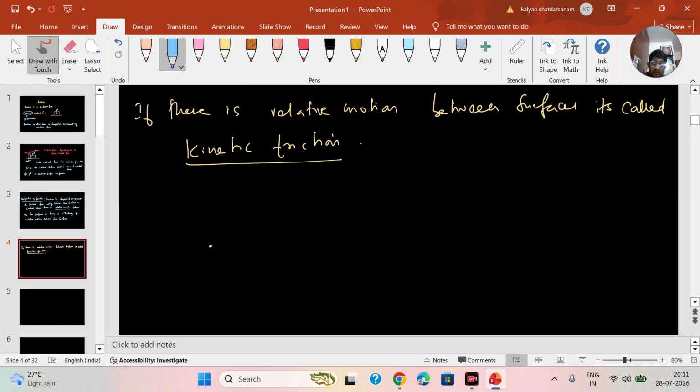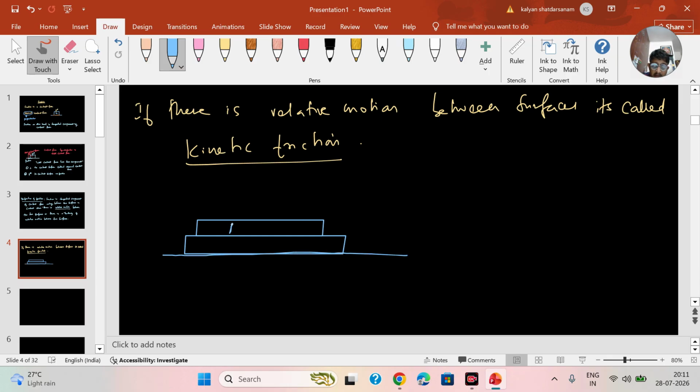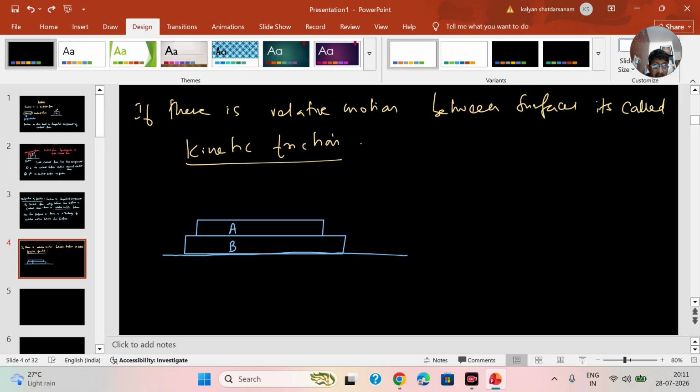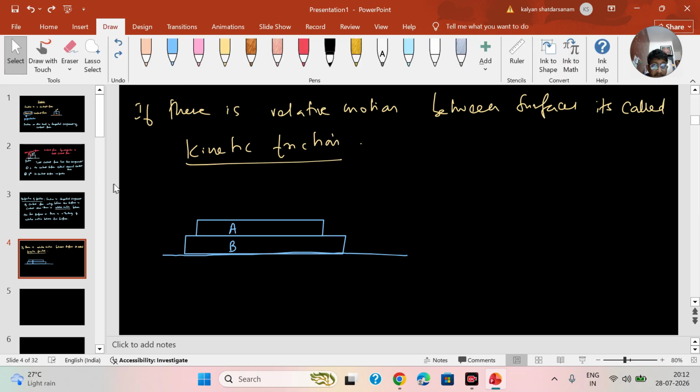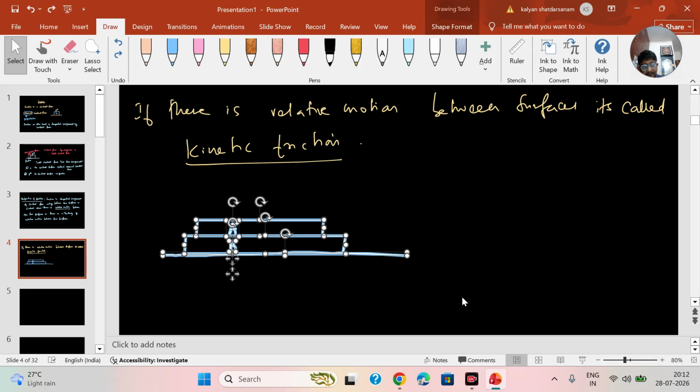So suppose I have two planks. This will be the best example. Let me draw it properly. Suppose there is one plank, and there is another plank, something like this. They are, let's say, on the floor. So this I call A and I call it B. Suppose A is moving with, okay, before that, let me copy this figure. I need this in multiple cases.